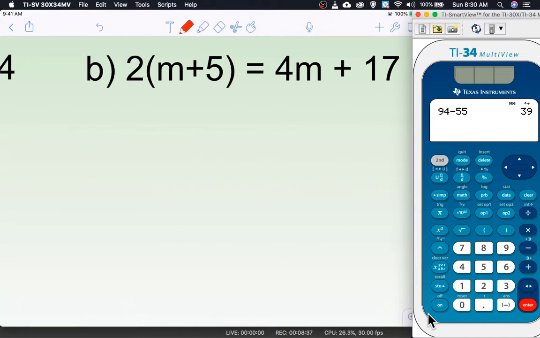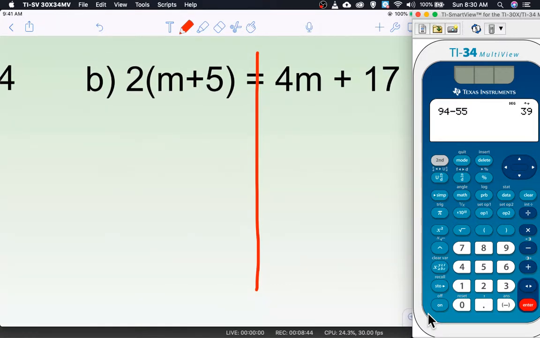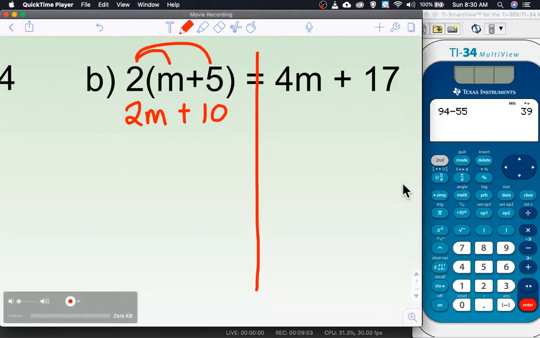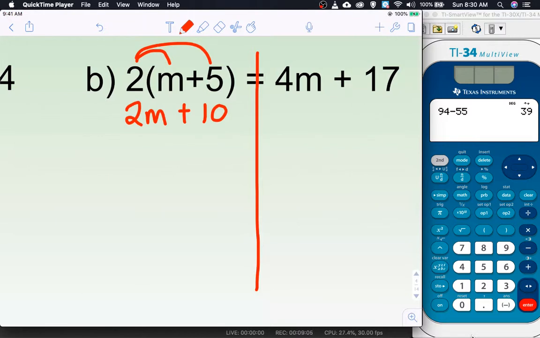So looking at this problem, we do have parentheses. So my first step is to distribute to get rid of those parentheses. So we're going to get 2m plus 10. Please make sure you did multiply by this. It's 2 times 5. You don't just bring the 5 down. That's probably the most common mistake with the distributive property that I see. On the other side, 4m plus 17.